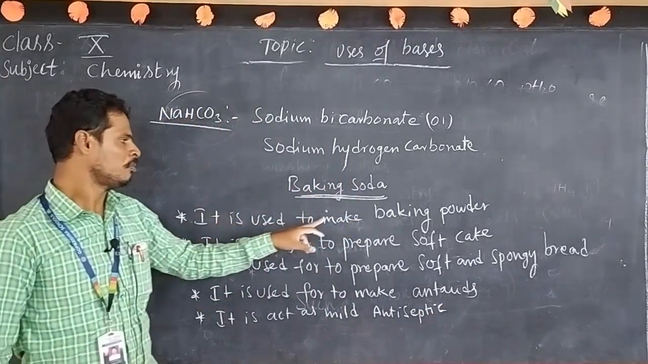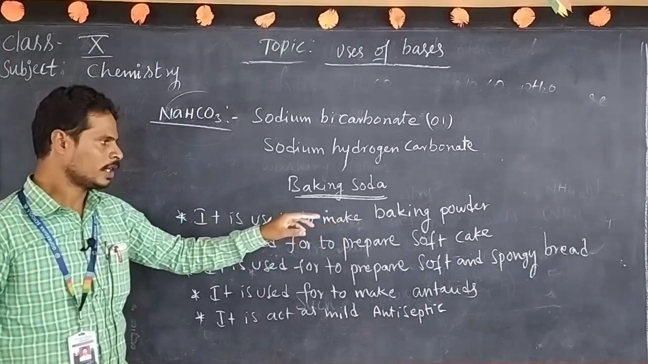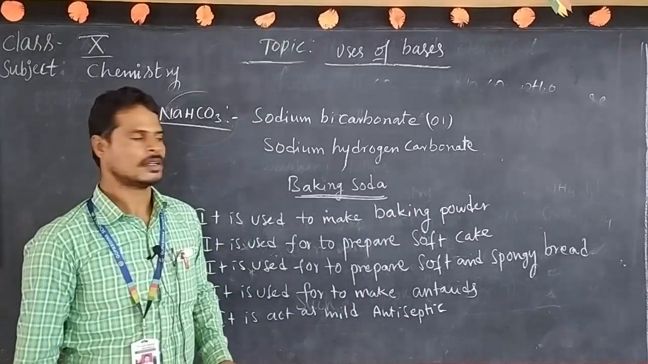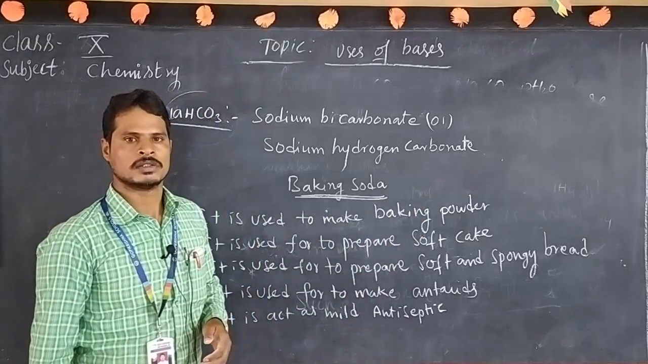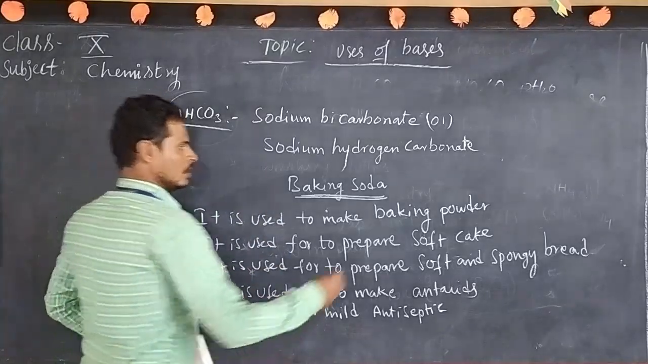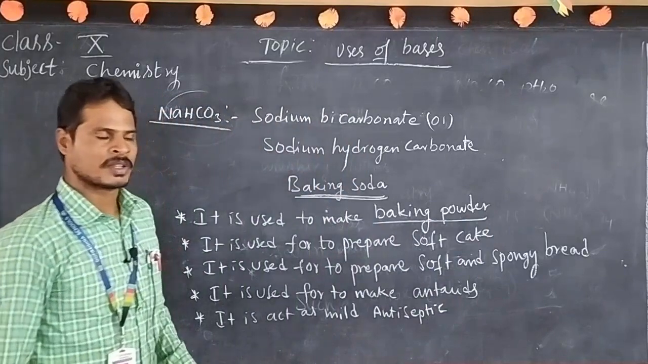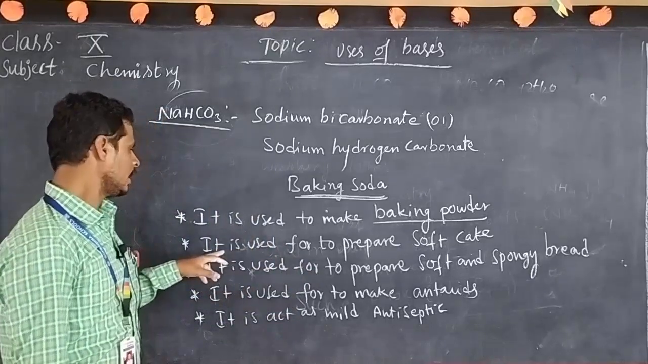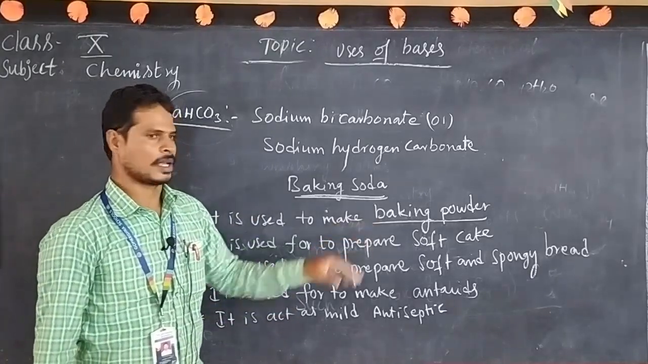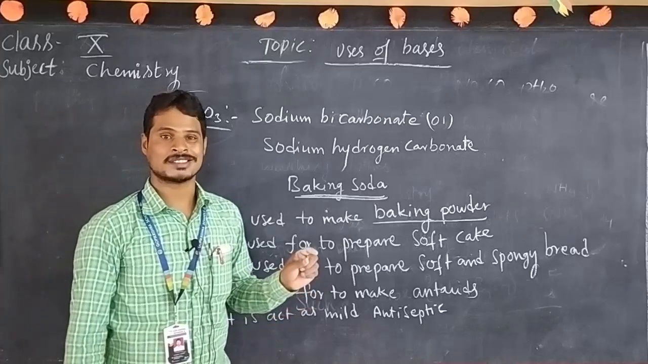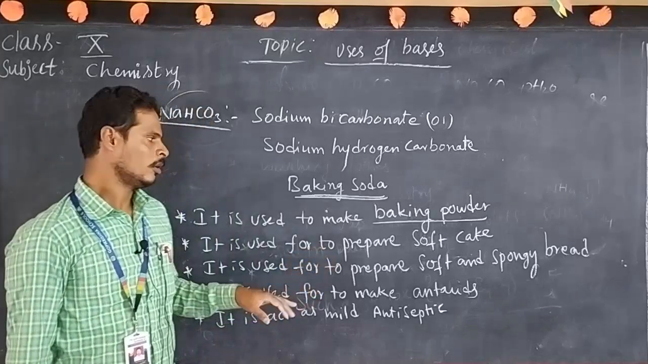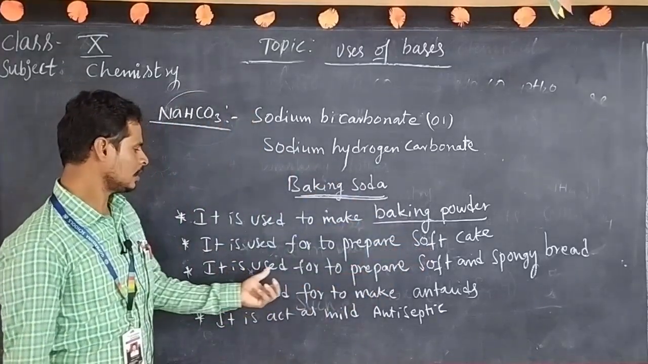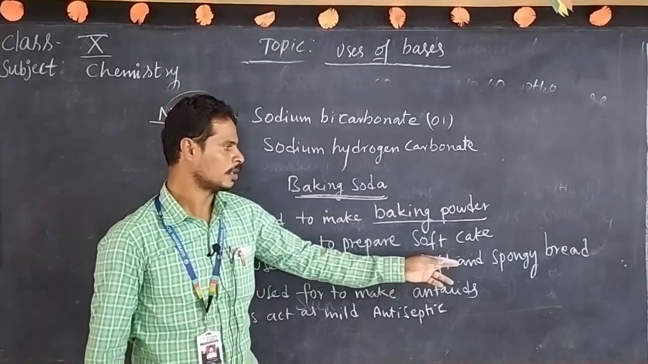First one, it is used to make baking powder. So what is baking powder? Baking powder is a mixture of tartaric acid and baking soda. It is used to prepare soft cake. Do you know cake? We observe it has softness. How is it possible? By adding baking soda, the cake becomes soft. Next, again it is used to prepare soft and spongy bread.